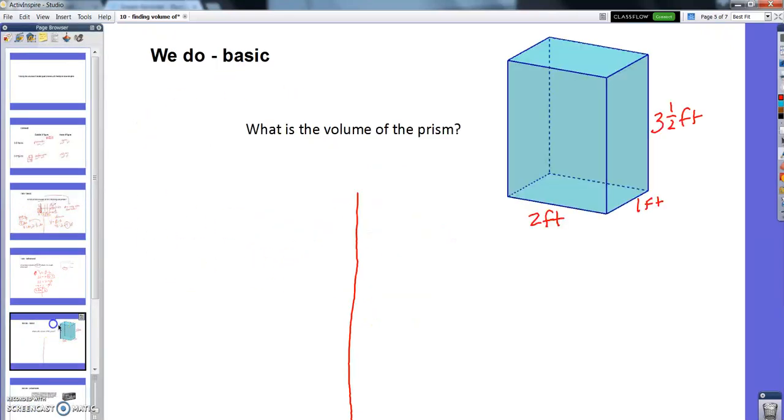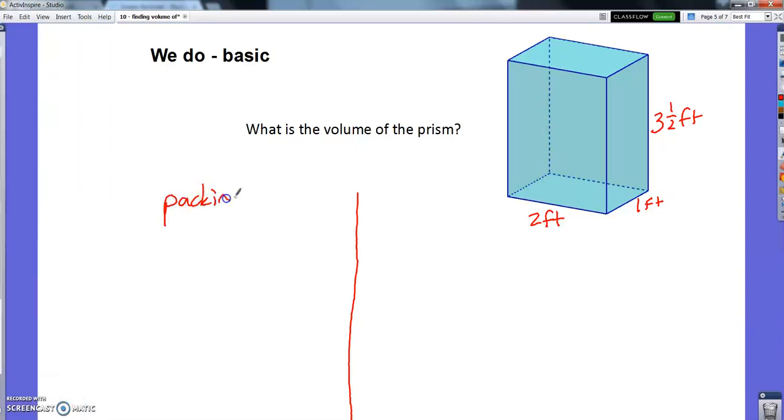So here's what I want to do. I want to do a basic we do and a more advanced we do. So I'm going to pause for a moment. I'm going to let you do this one. Try it on your own with both packing and formula. I'm going to pause and work it out, and when I unpause, it'll be all set.